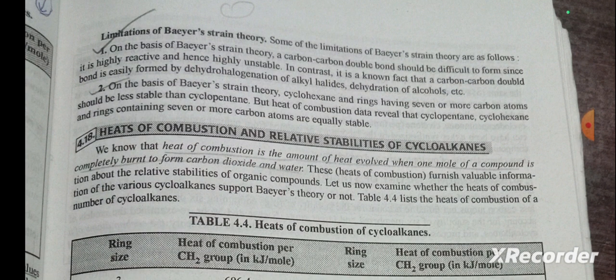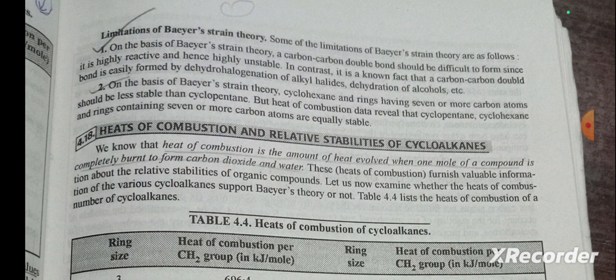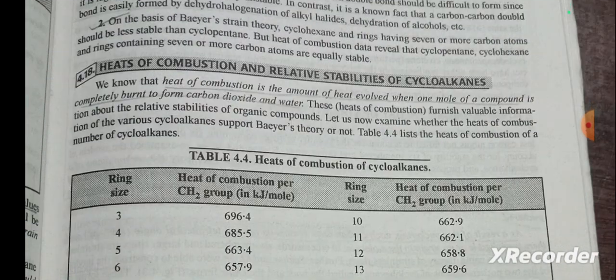On the basis of Baeyer strain theory, cyclohexane and rings having 7 or more carbon atoms should be less stable than cyclopentane, but the heat of combustion data revealed that cyclopentane, cyclohexane and rings containing 7 or more carbon atoms are equally stable. Heat of combustion and relative stability of cycloalkanes. We know that the heat of combustion is the amount of heat evolved when 1 mole of a compound is completely burnt to form carbon dioxide and water.